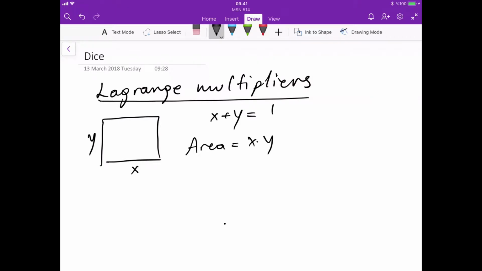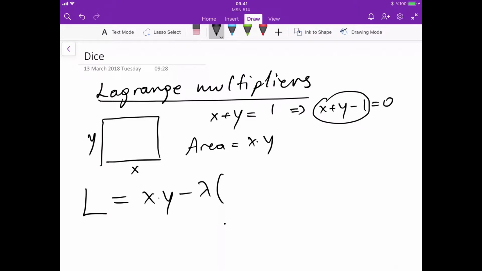So in the case of Lagrange multipliers, you define something called L, let's say, which has the thing that you are looking for, x times y, minus lambda times this equation, expressed in the following form, x plus y minus 1 equals 0. So whatever you have here, you plug in here, x plus y minus 1. Okay? Then you do the optimization. Do you know this?